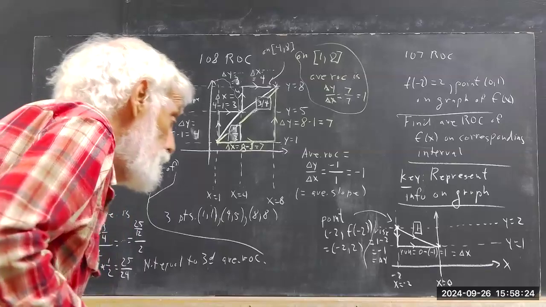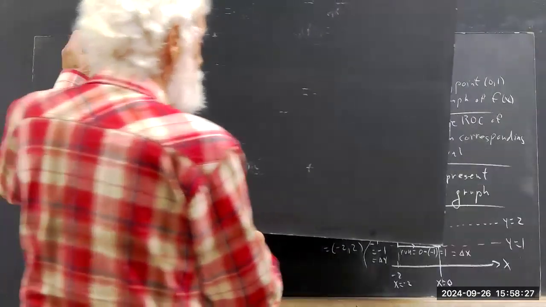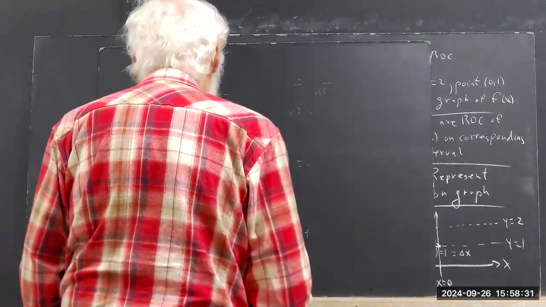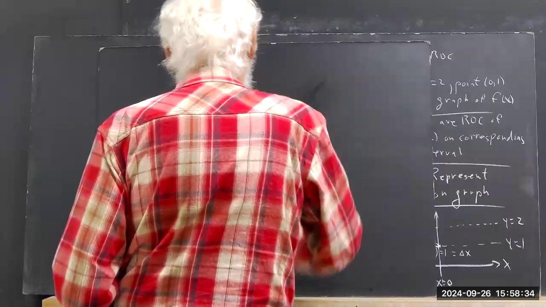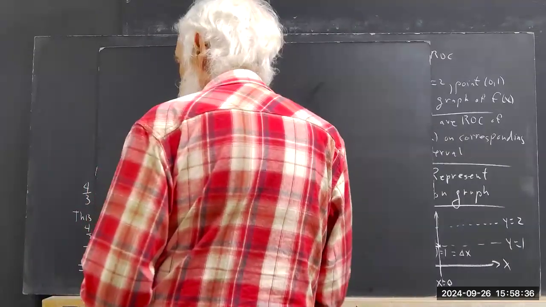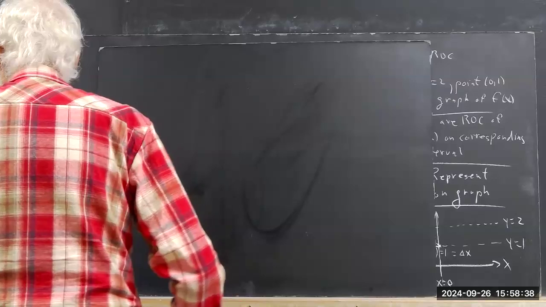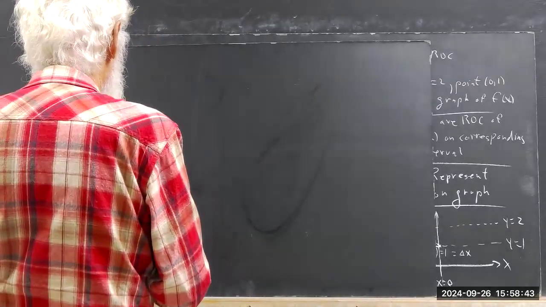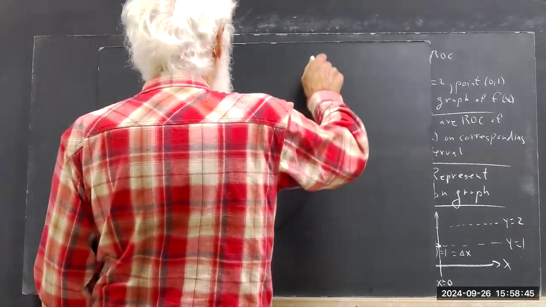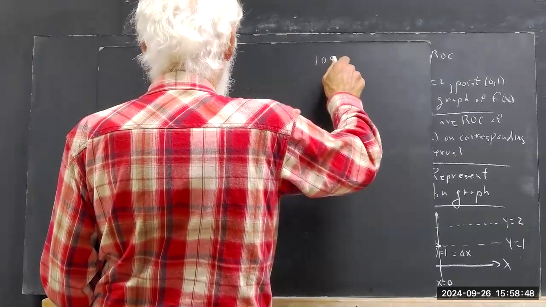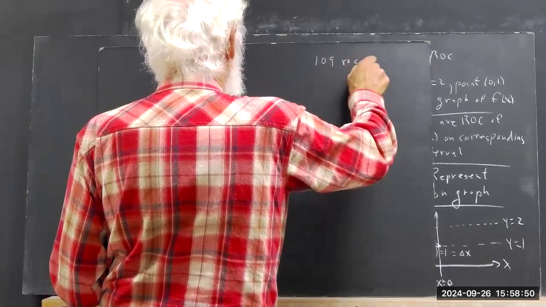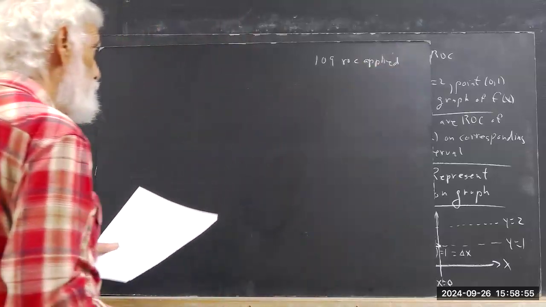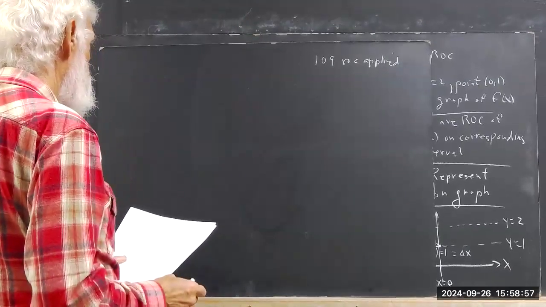Okay, so that's all I've got left to work on, but I think we can go ahead with this. Okay, once more. Rate of change application, so 109. This is rate of change applied, and it's pretty simple.